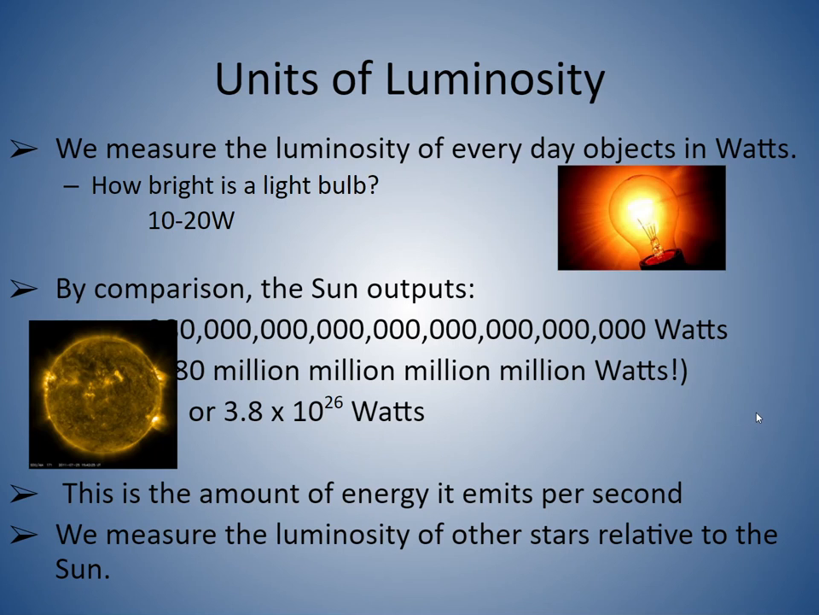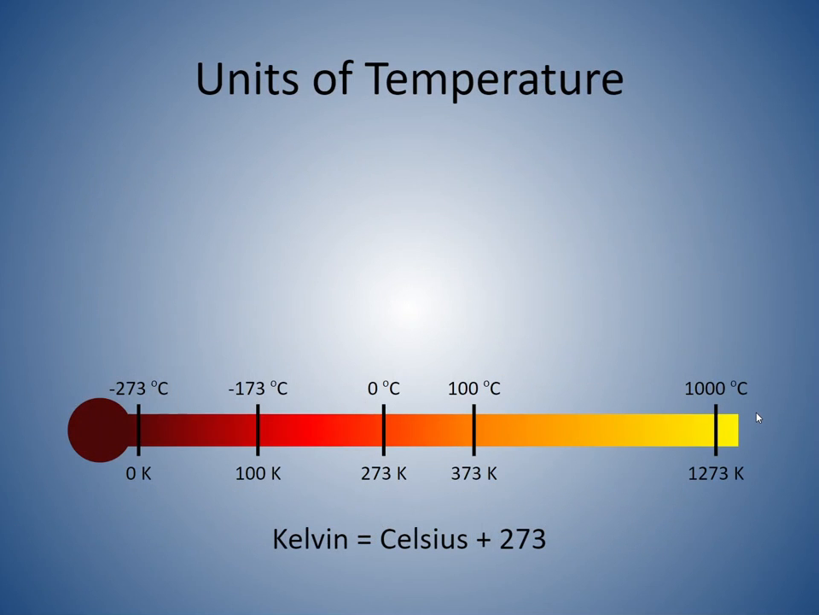So we can measure the luminosity of other stars as compared to our sun. And as we'll discuss in a minute, our sun is pretty average in a lot of ways.